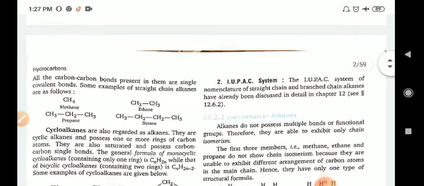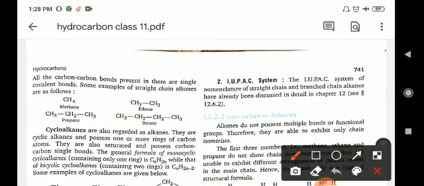All the carbon bonds present in them are single covalent bonds. Some examples of straight chain alkanes are as follows: methane, ethane, CH3CH3, propane, CH3CH2CH3, butane, etc. And cycloalkanes are also regarded as alkanes. They are cyclic alkanes and possess one or more rings of carbon atoms. They are also saturated and possess carbon single bonds.